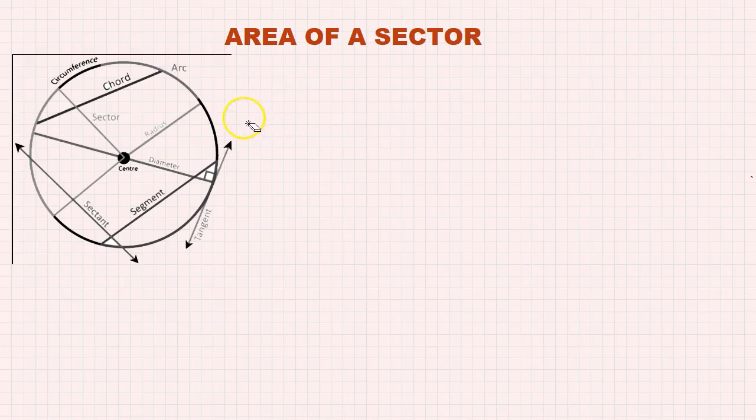Our today's topic is how to calculate the area of a sector. Before we go into it, let's define some of the definitions we are using. Now this is a circle, having different parts.